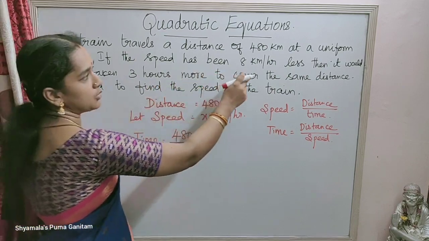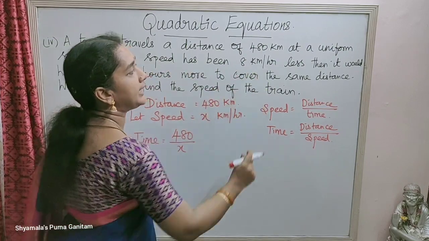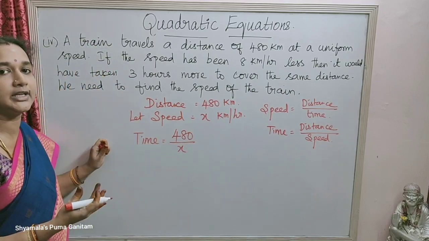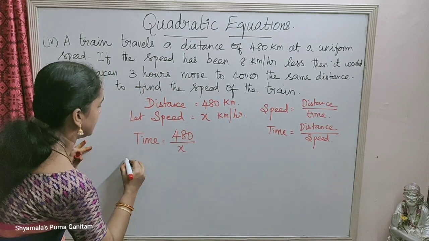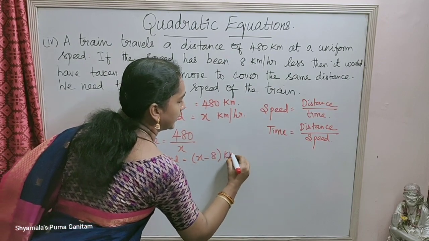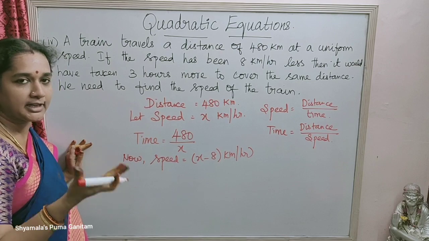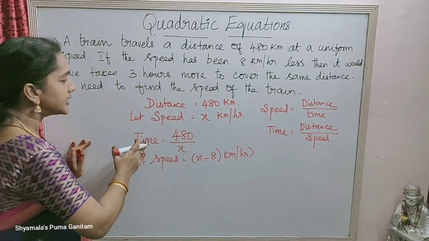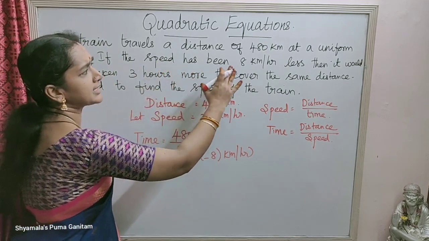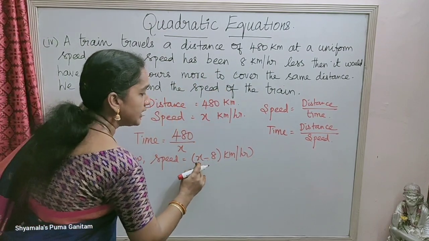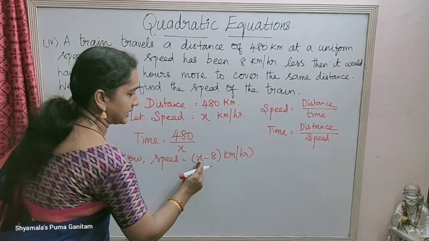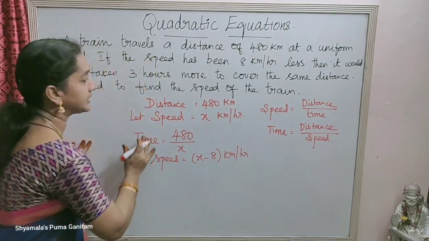Now one more condition is given: if the speed has been 8 km per hour less. If we are taking the speed as x, the time is 480 by x. If it is 8 km per hour less, now the speed will be x minus 8 km per hour. Since the original speed is not given, we are taking it as x km per hour, so the time taken will be 480 by x. The other condition is that the speed is 8 km per hour less, that is x minus 8 km per hour.